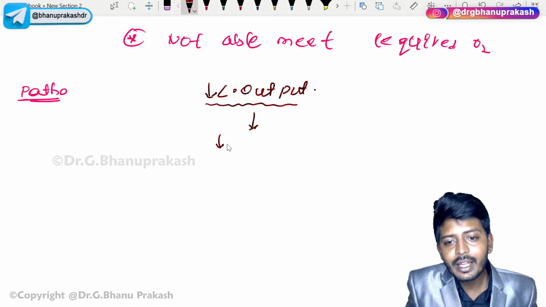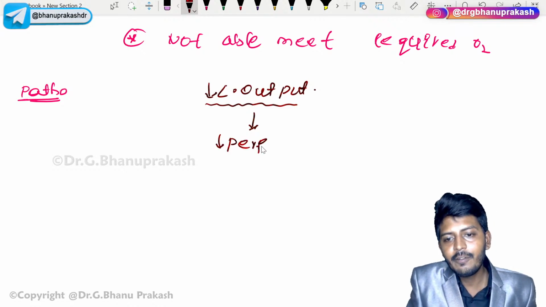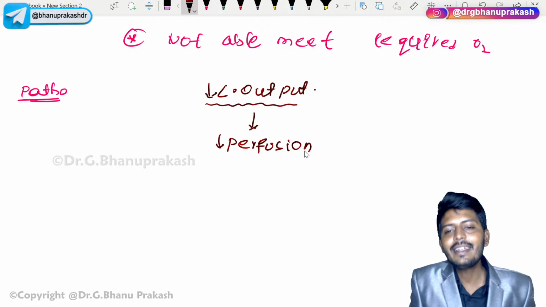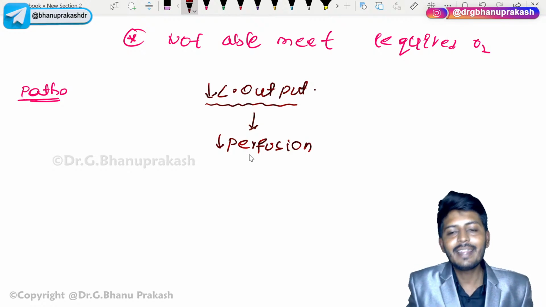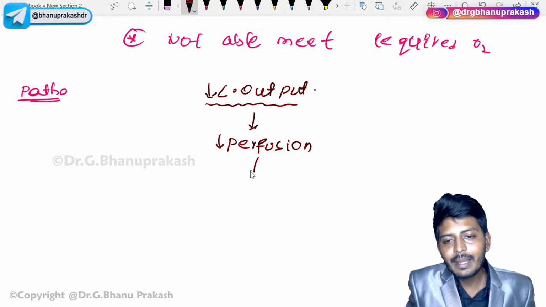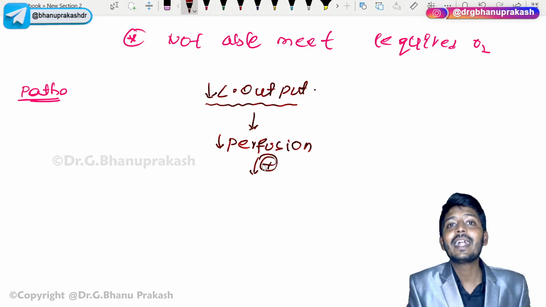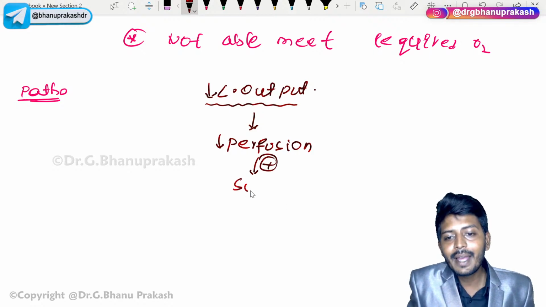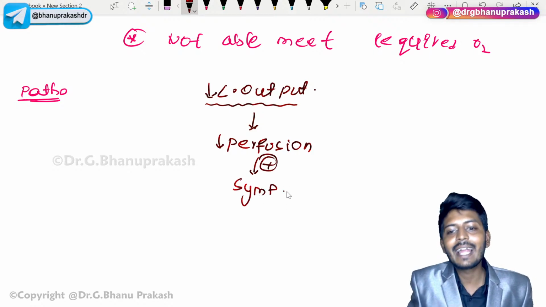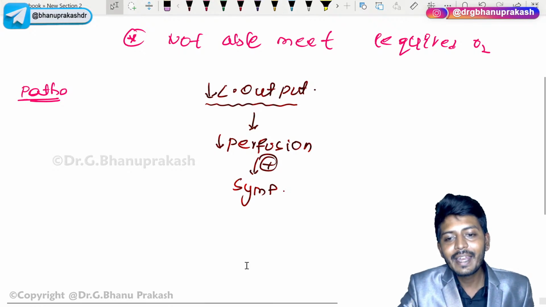There is a decrease of perfusion to the organ. If there is a decrease of perfusion and a decrease of cardiac output, that will immediately activate one system, my dear students, the sympathetic nervous system. It will activate which nervous system? The sympathetic nervous system.